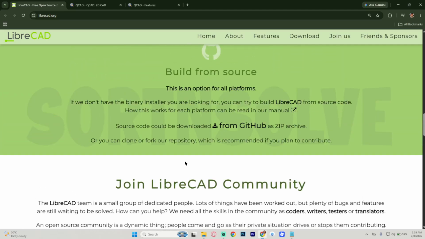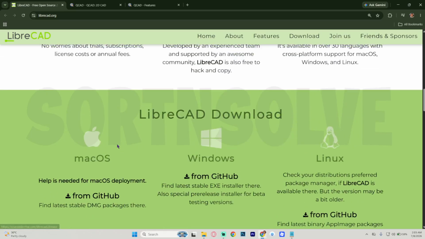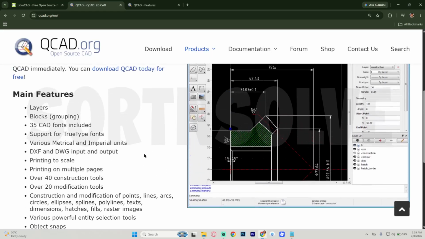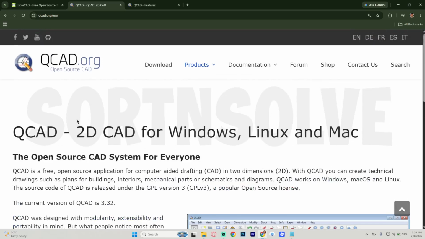But if you are managing complex corporate client blueprints, require precise file translations, and need active software support to hit tight structural deadlines, investing in QCAD Professional is absolutely the superior choice.